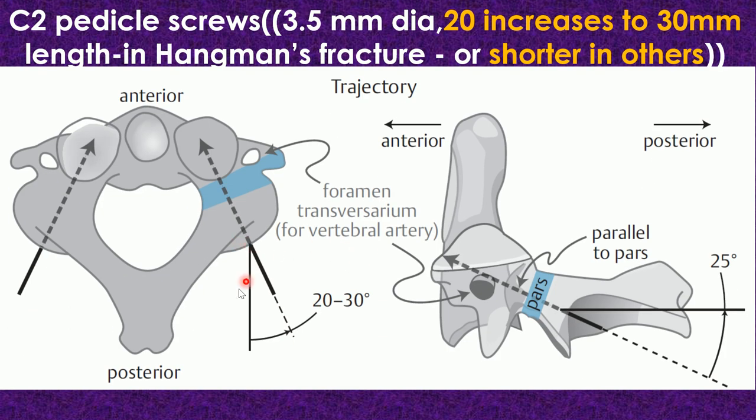are 20 to 30 degrees medially, and midway between 20 and 30, which is 25, and superior direction. Also the diameter of the screws is 3.5 millimeters, and the length is, of course, 20 and less, and it can increase from 20 to 30 in some cases, like hangman's fracture.